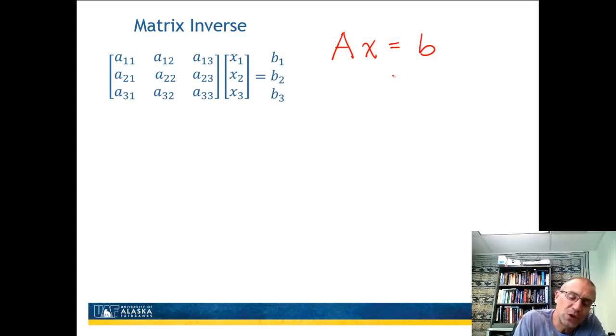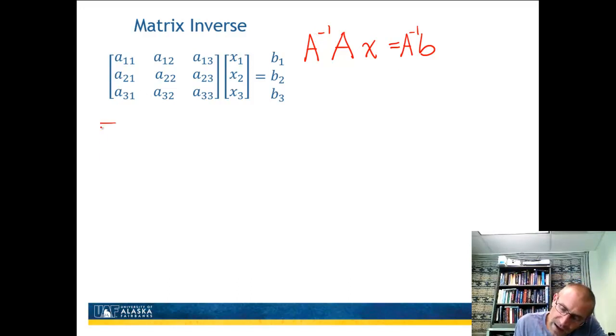In terms of the algebra here, I can pre-multiply both sides by some matrix. I'm going to multiply it by a matrix I'm denoting A to the minus 1. That's called the inverse matrix. I can multiply this by any square matrix that I want. This would be a fine thing. I'm just multiplying both sides of the equation by the same thing.